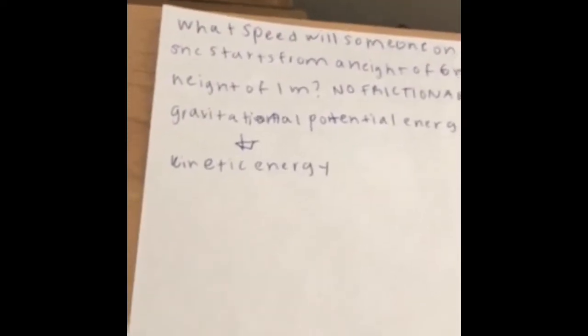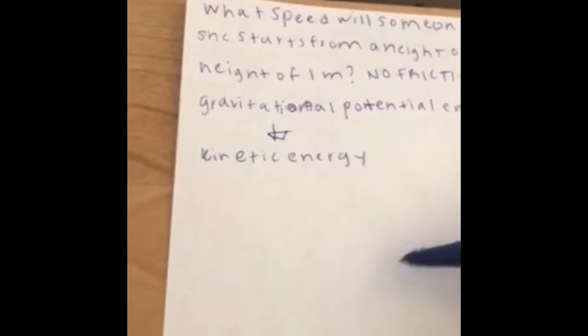The question we are answering is, what speed will someone on a rope swing reach if she starts from a height of 6 meters and finishes at a height of 1 meter with no frictional forces? Remember that these heights are made up and they're not real numbers. So we are going to be converting our gravitational potential energy into our kinetic energy.